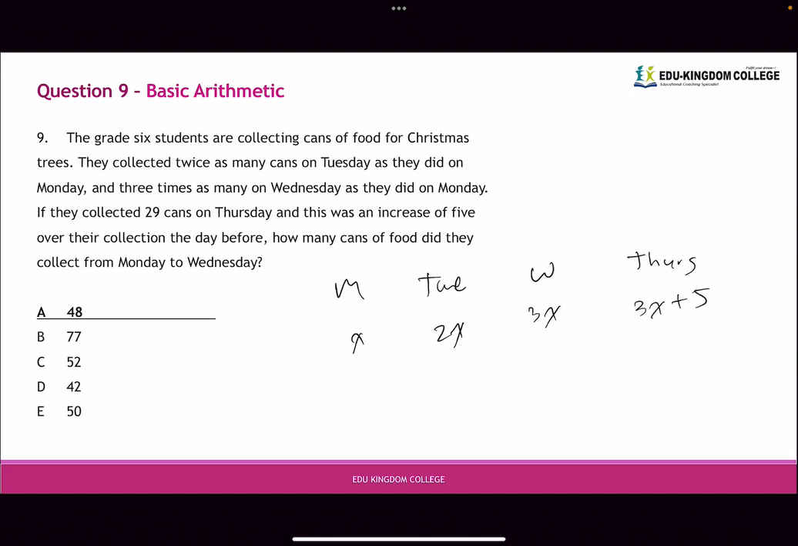So that means that they had 24 on Wednesday, if there was 29 on Thursday. So 24, which means there was 8 on Monday, which means there was 16 on Tuesday. So 16 plus 24 equals 40, plus 8 equals 48.